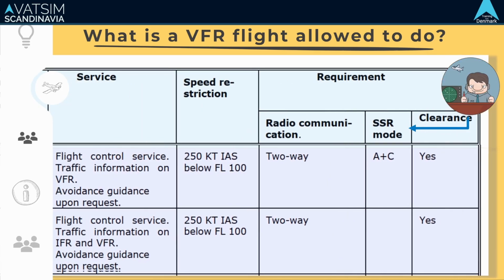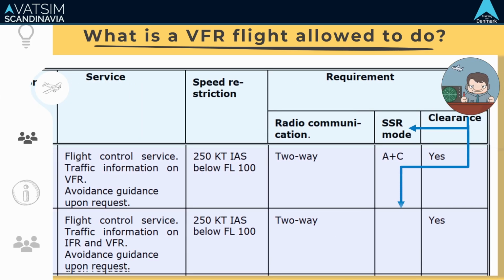Next is transponder. This is not required for VFR, so you do not have to give him a squawk, because you can see him on the ground radar.